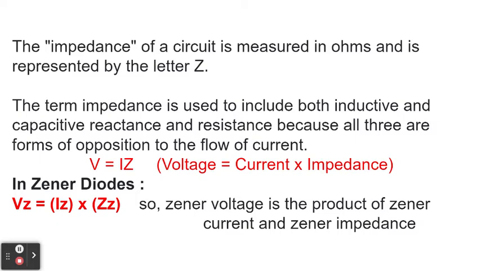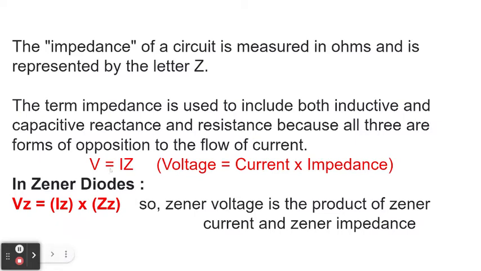Hi, this is the continuation of part 4 of the Zener diode calculations. As I have been mentioning in the previous video, the impedance of a circuit is measured in ohms and is represented by the letter Z. When we say impedance, it means that we have to include both the inductive and capacitive reactance and the resistance, because all three are forms of opposition to the flow of current. But of course, we will be focusing on the Zener diode.